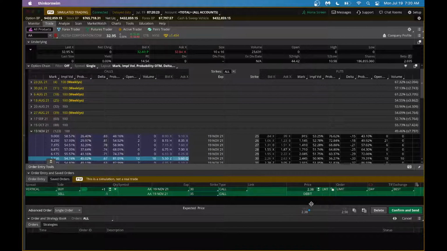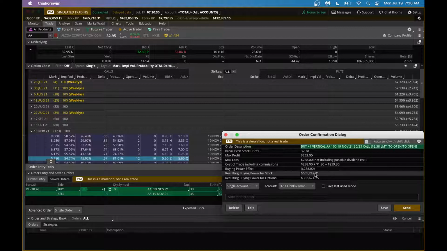There you go. You are paying $2.38, and the remaining portion of the $5 is your profit potential. So as you can see here, you are paying 238 to make 262. This has got a little bit better risk reward. The break-even price is just below the current stock price.